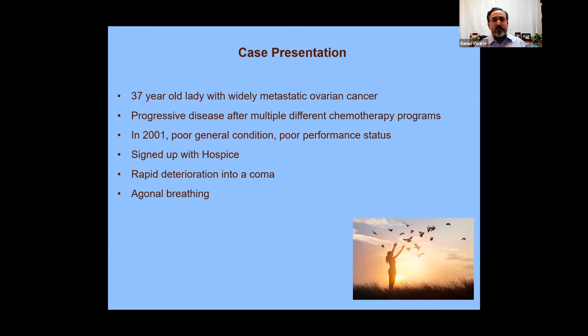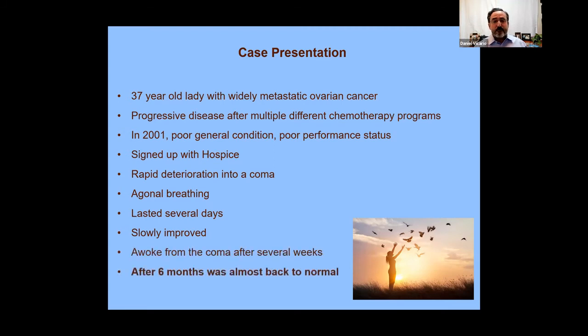Well, the hospice nurses were there. We were just supporting the patient. She was in a coma, and we were supporting the husband and the girls. For several days, it was agonal. I called him that night and he said she's still agonal breathing. This went on for days. And then she started to get better. She awoke from the coma weeks later. And after 6 months, she was almost back to normal. So how did this happen?